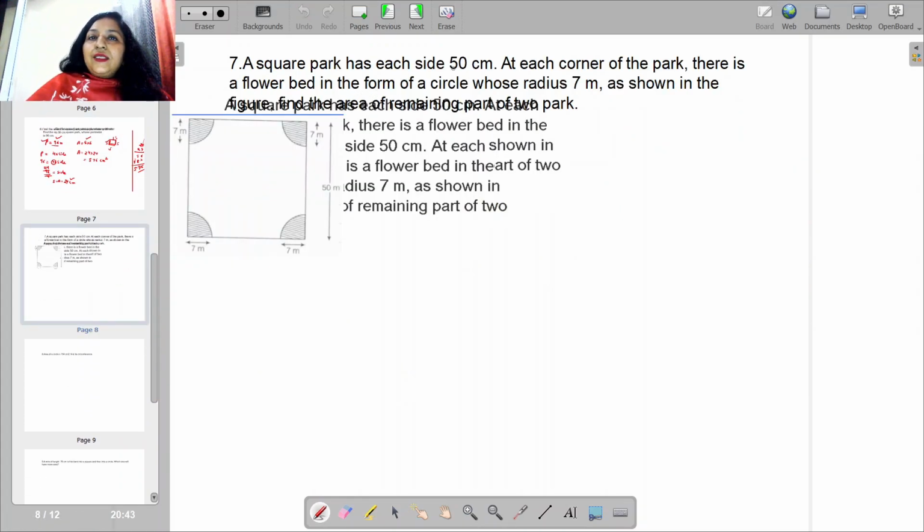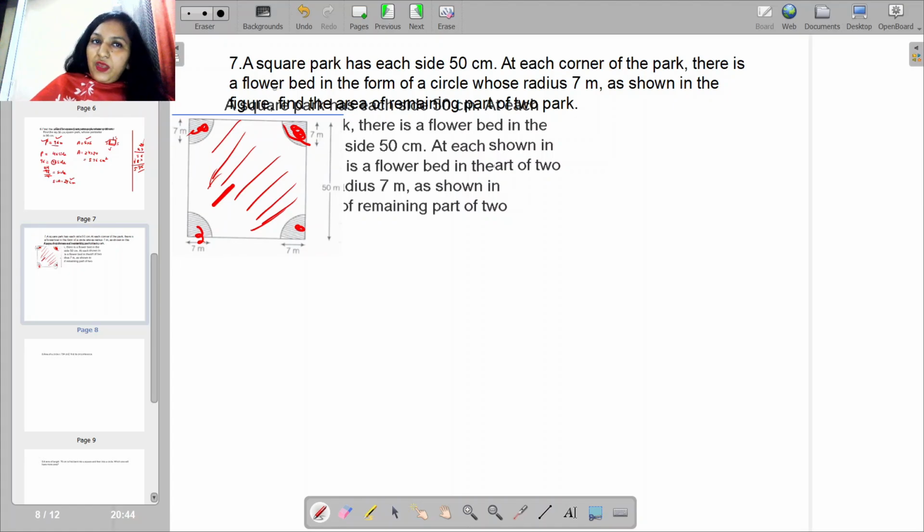A square park has side 50 centimeter. एक square park है, side 50 है. हर corner से there is a flower bed in the form of a circle whose radius is 7. It is being removed. We have to find what is the area of this left out portion. ठीक है. इस square की corner से if I am removing these, अगर एक यहाँ से निकाला, यहाँ से निकाला, यहाँ से and यहाँ से, all these are removed. So whatever is left out. So what we are going to do, जो portion हमने remove किया है, that has to be subtracted.